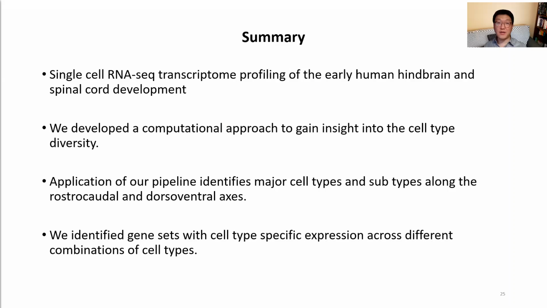So to summarize what I presented today, we generated a new single-cell RNA-seq dataset of early human hindbrain and spinal cord development. And we developed a computational approach to examine the cellular diversity of a single-cell RNA-seq dataset and candidate genes associated with the different cell clusters. The application of our pipeline to the single-cell RNA-seq dataset defines major cell types along both the rostral caudal and dorsal axis, and identifies gene sets exhibiting combinatorial patterns of expression across multiple related cell types.